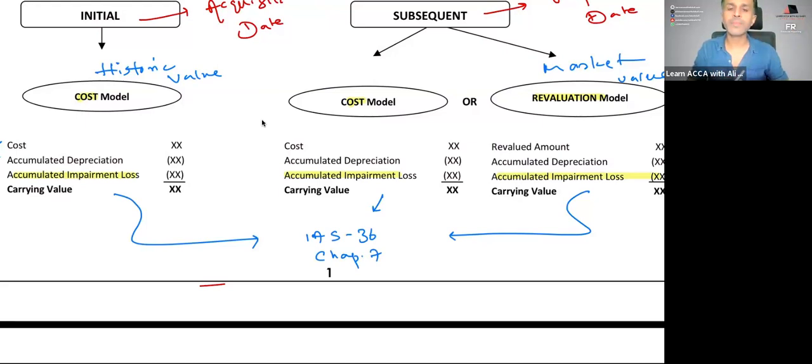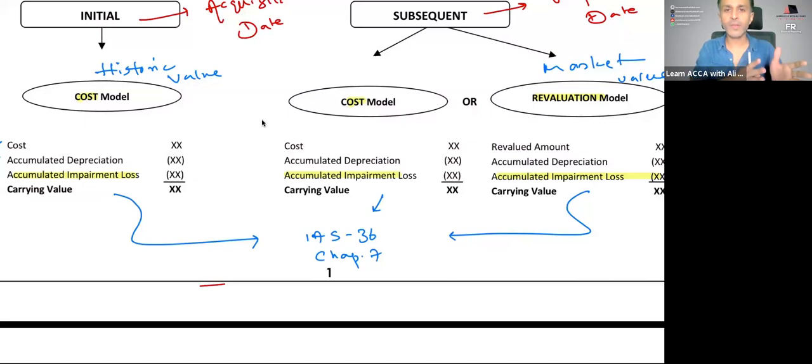Chapter 7. So being a part of this model, I have been able to at least write it because it's one of the components of these models. But what is it? Least bother in the course of today. Rest we can talk about. We can talk about what is cost. We can talk about what is revalued amount. We can talk about the depreciation. But impairment is an advanced topic. We will be doing that in chapter 7. Probably after 2 courses, we will be on it.